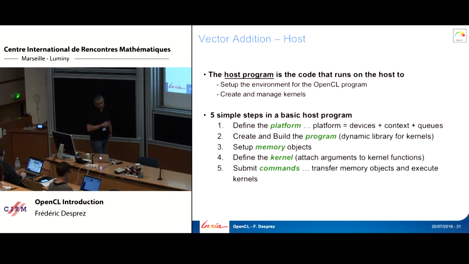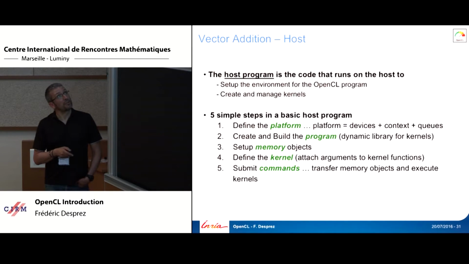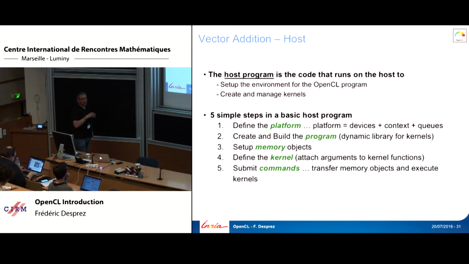The host program is run on the host. It sets up the environment for the OpenCL program, and it manages the kernels. As usual, you have to define the platform, device, context, and queues. You create and build the program with the dynamic library for kernels. You set up the memory objects, define the kernel by attaching arguments, and then submit commands to transfer the data from the host memory to the device memory, make the computation, and get back your results after that.